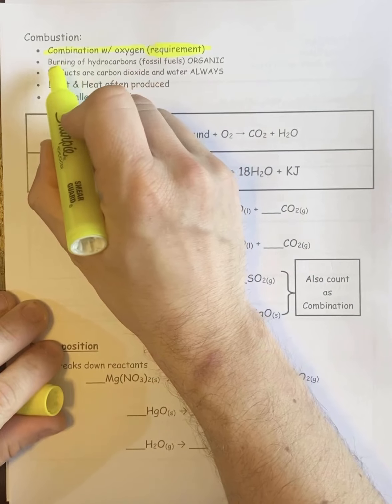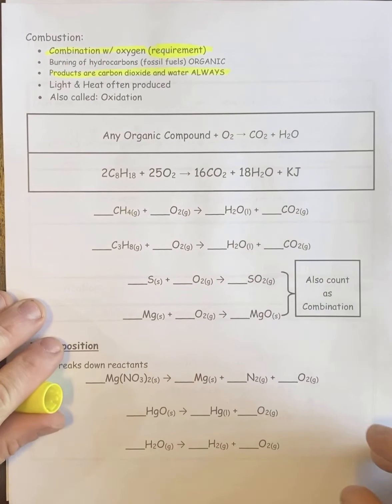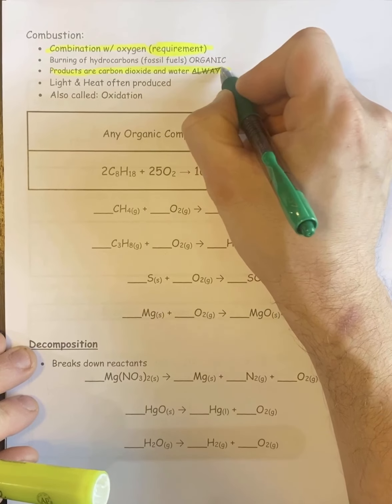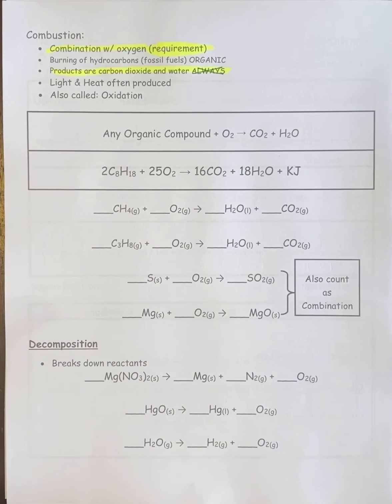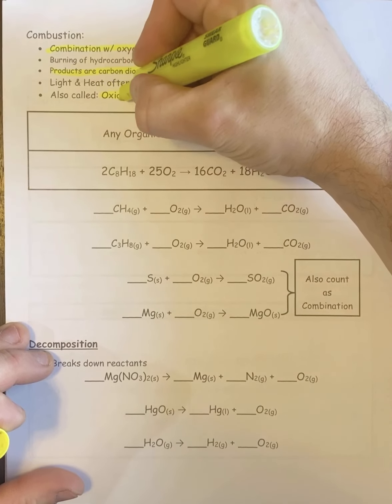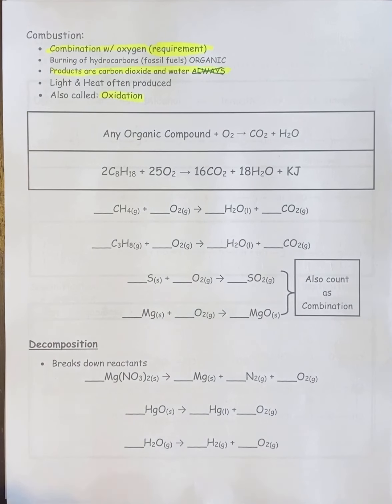Your products are carbon dioxide and water. That's almost always true, though not always, believe it or not. So let's make this more accurate: often is a better word. Light and heat are a product, although we don't always see it. And another name for combustion is oxidation. So it could be called either one.